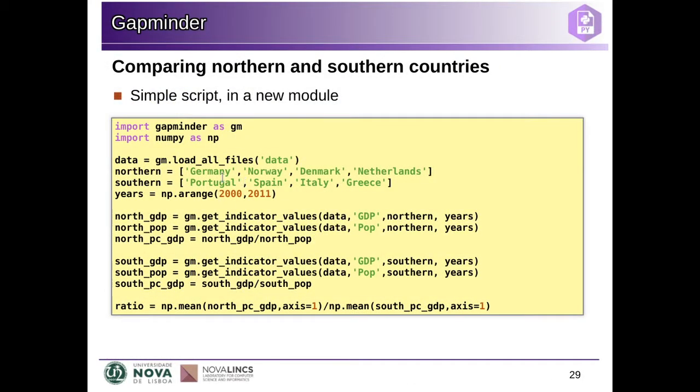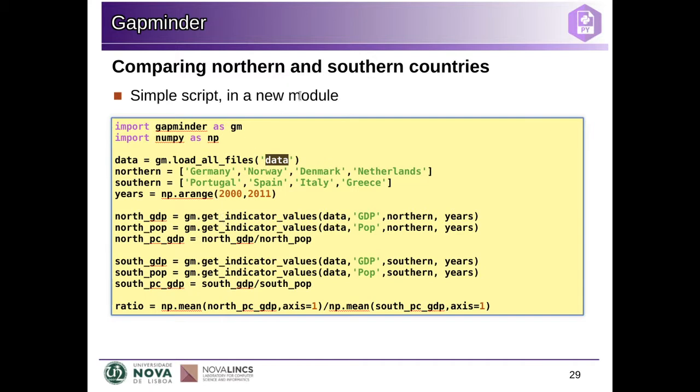And now if we create a new module, we can import our Gapminder module, and we can also give it an alias. Like we do in Numpy, we can call this gm. So if I want to load all the files, I can just type gm.loadAllFiles, and I'm using the function from the Gapminder module to load all the files from the data folder.